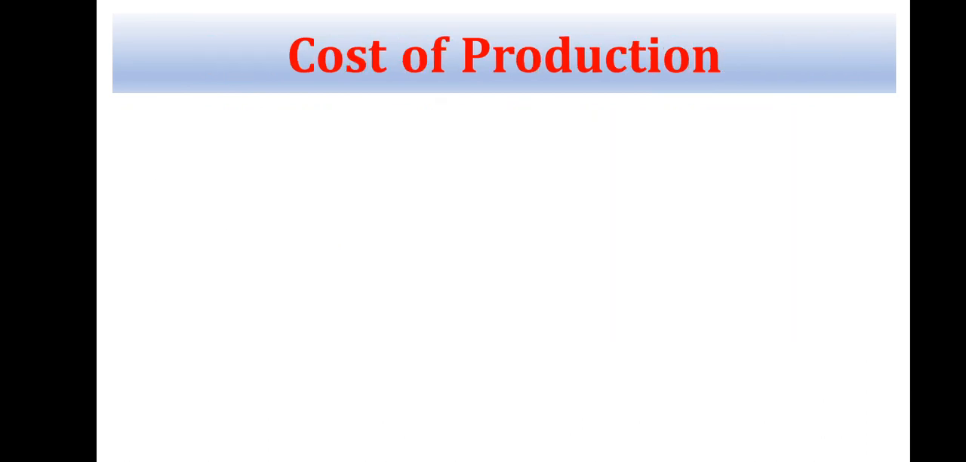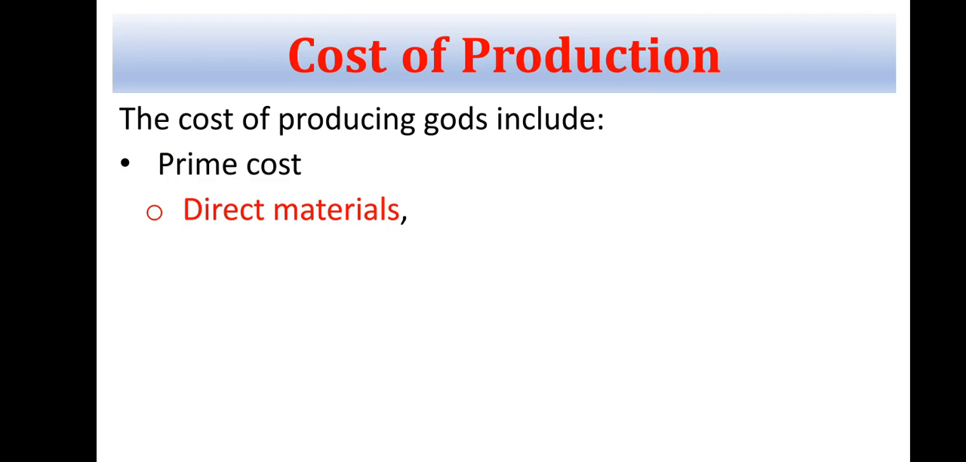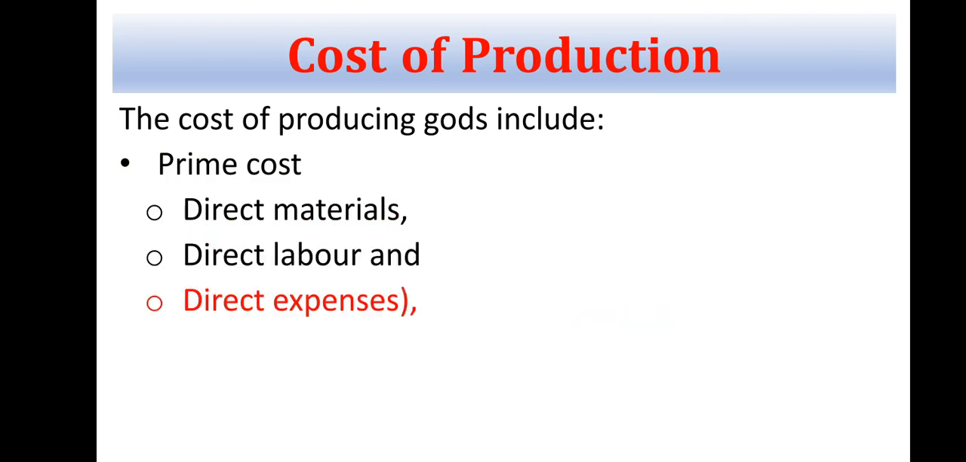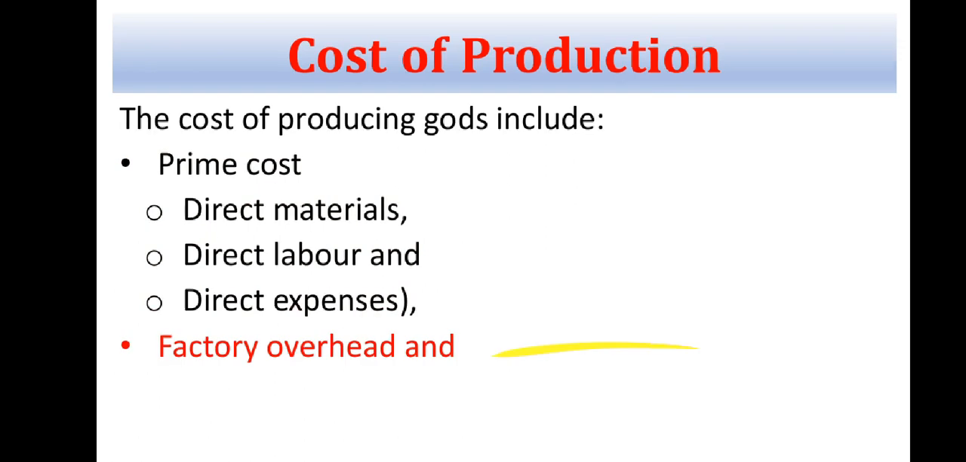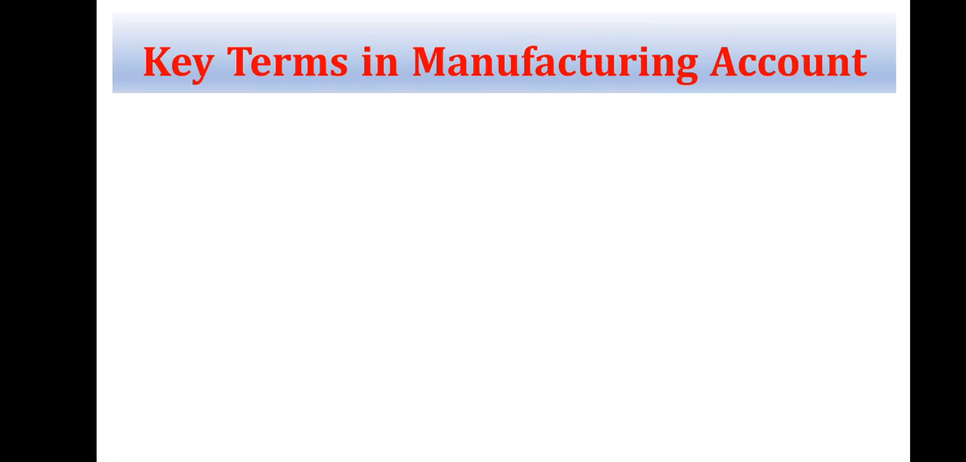So now, cost of production. If you are now talking about cost of production, the cost of production includes prime cost. Just like I said, if you remember, prime cost includes direct materials, direct labor, direct expenses. If we add everything together, then we have factory overhead costs, which are indirect expenses in the production process. Then we have net work in progress. What I call net work in progress is that the opening work in progress minus the closing work in progress. So whatever we have left is called net work in progress. And this will be added to prime cost and factory overhead to get our cost of production.